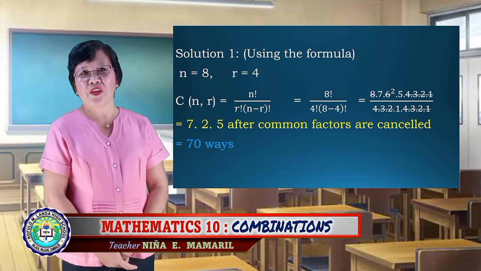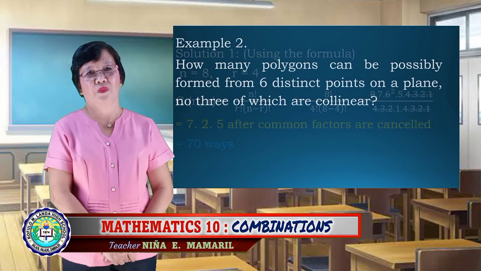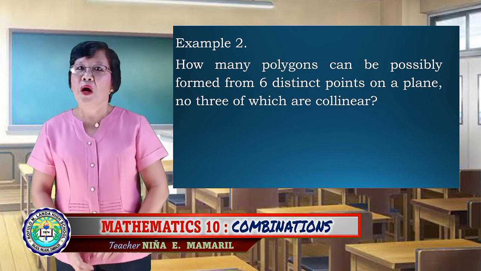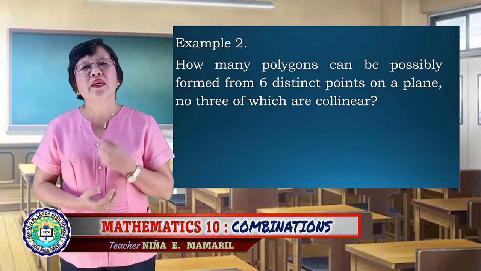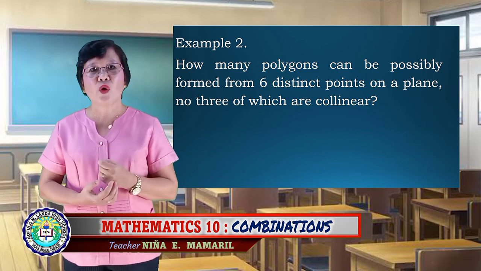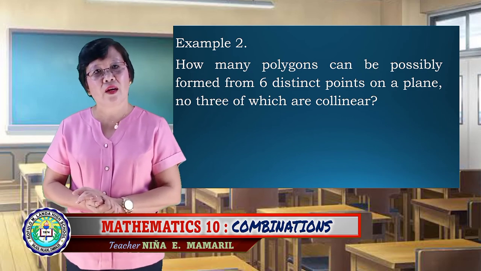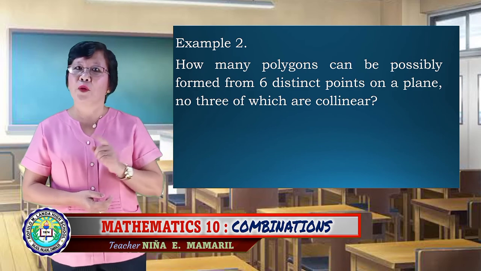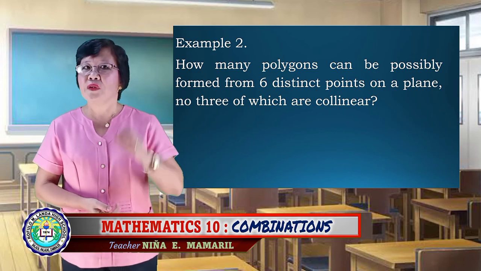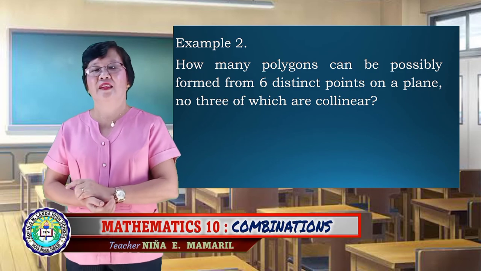Okay, after now your example number 1, let us proceed now to example number 2. Still about combinations. Now, how many polygons can be possibly formed from 6 distinct points on a plane, no 3 of which are collinear? No 3 of which are collinear. What do you mean by that? No 3 points lie on the same line. Okay, let us continue.